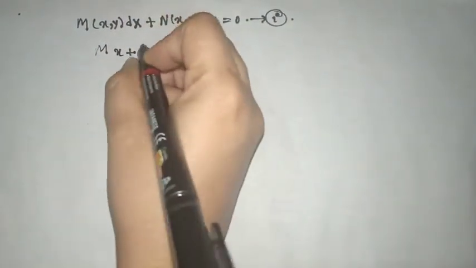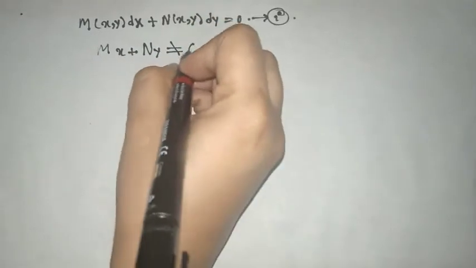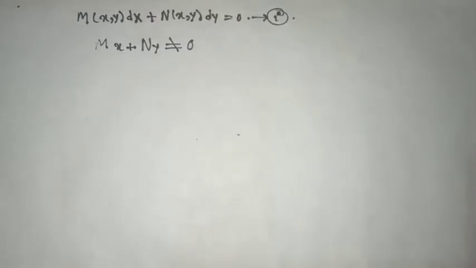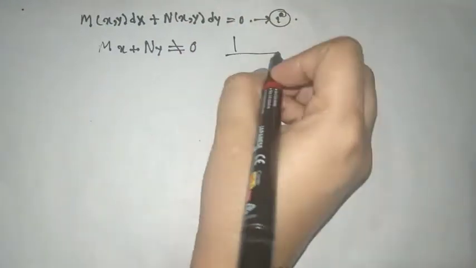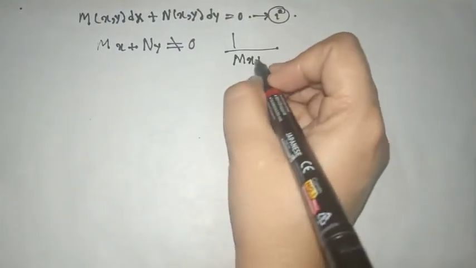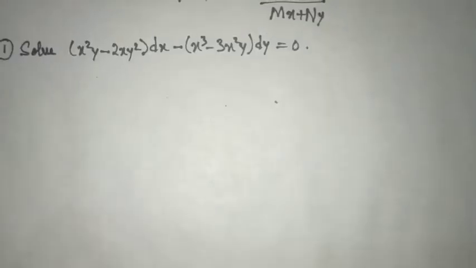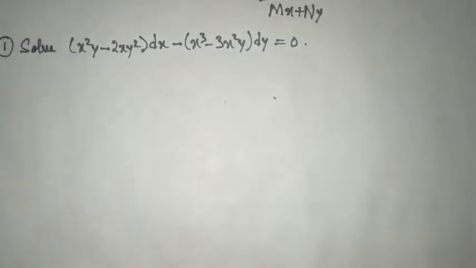plus Ny is not equal to 0, and equation 1 is homogeneous, then the integrating factor is 1 by (Mx plus Ny). Alright, now let us see one example of this type.